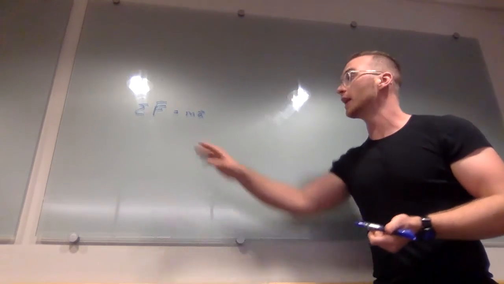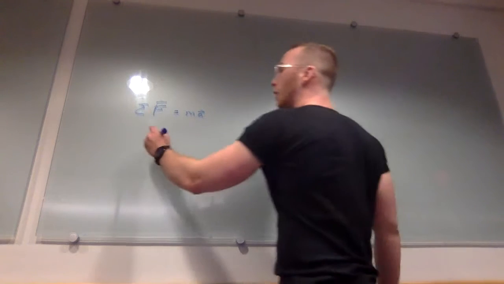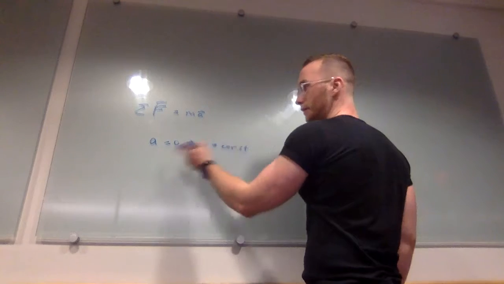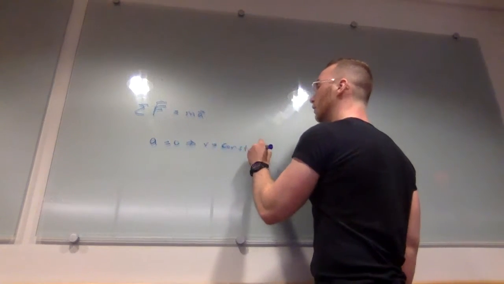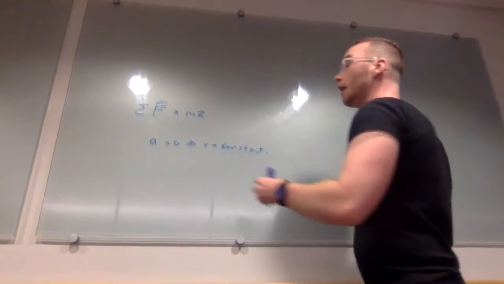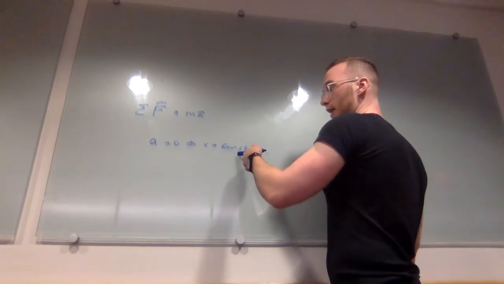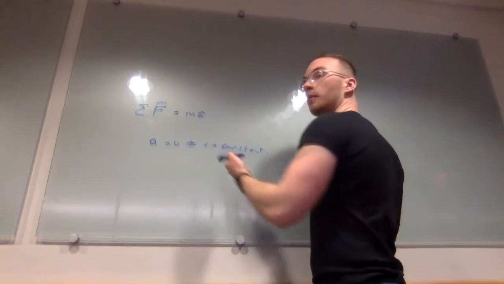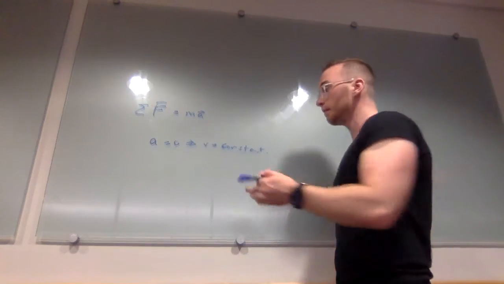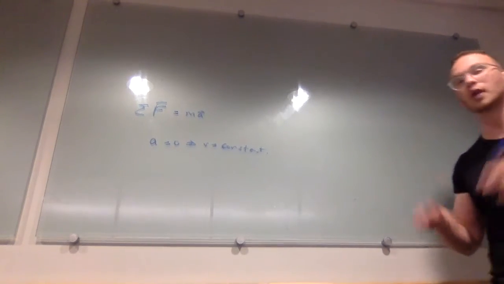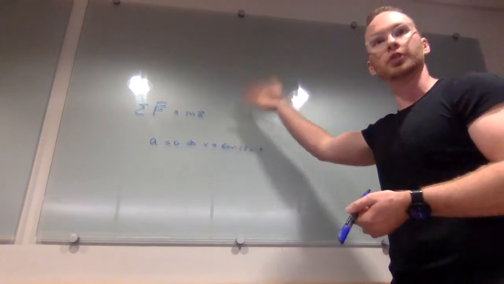And when a is 0, that means that v is constant, right? These are the same statement. Constant means a constant positive, negative, or 0 speed. That's fine. And therefore, this says that when the sum of the forces on an object is 0, then it has to move at a constant speed, or whatever speed it had, or 0 speed. So that implies the first law, which is what I just said.